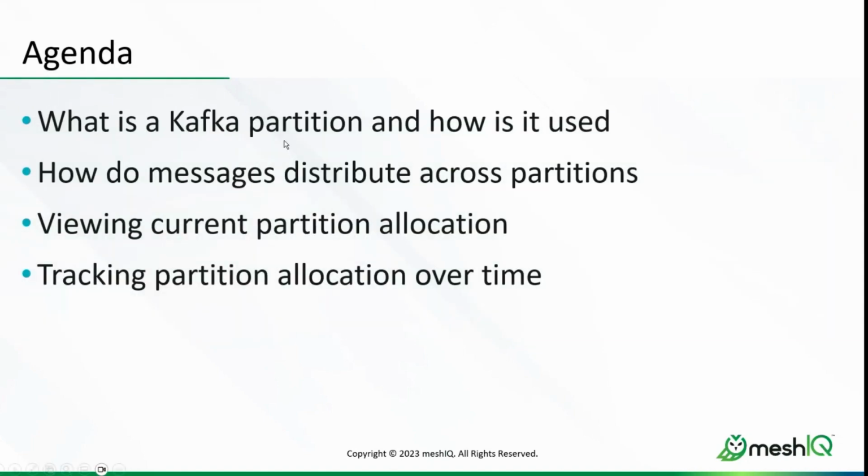So we're going to cover a couple of key topics. The first is, what is a Kafka partition and how is it used? Just some basics. And then we're going to look a little bit into how messages get distributed across the partitions within the topics. And then we'll use a couple of examples to actually look at how that partition allocation is going, and then some ideas about tracking it over time. So that's what we're going to cover today.